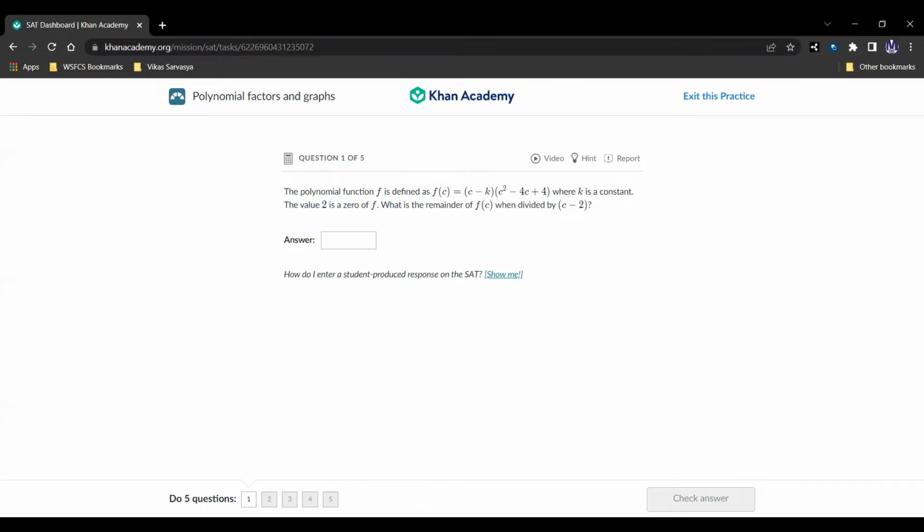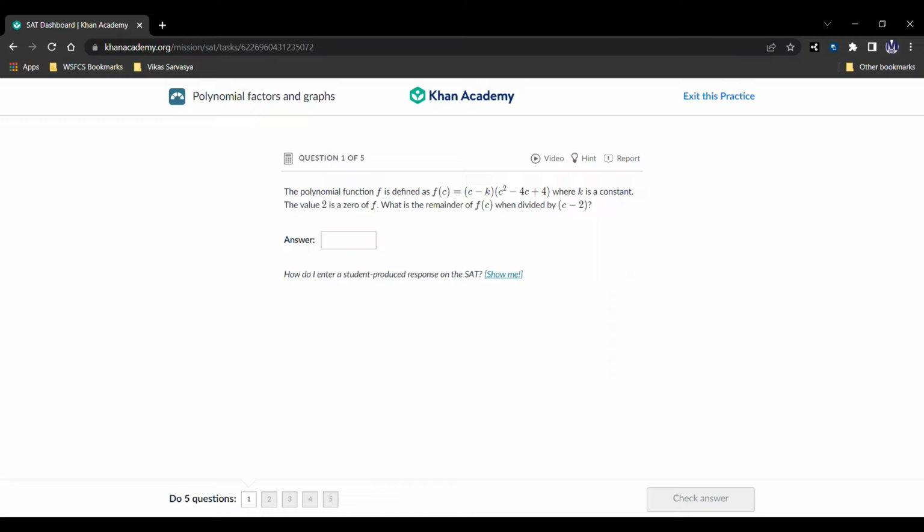Question number 1, the polynomial function f is defined as f of c equals c minus k times c squared minus 4c plus 4, where k is a constant. The value 2 is a 0 of f. What is the remainder of f of c when divided by c minus 2?